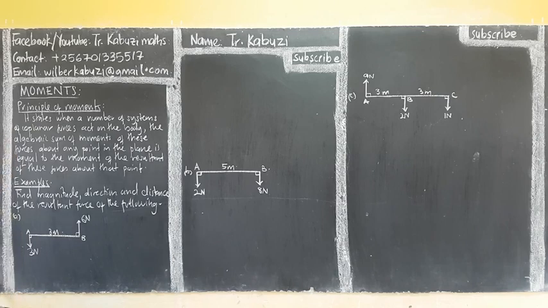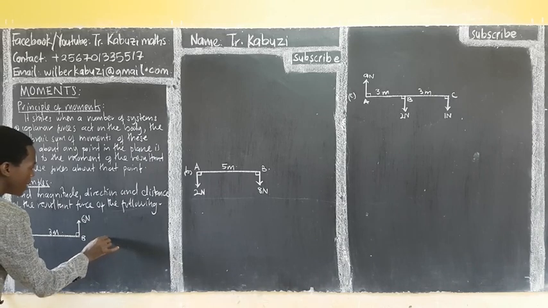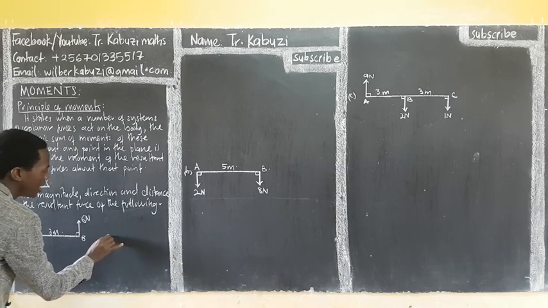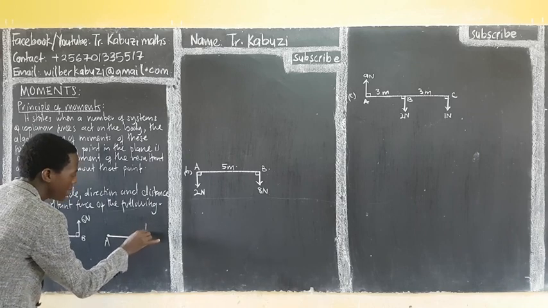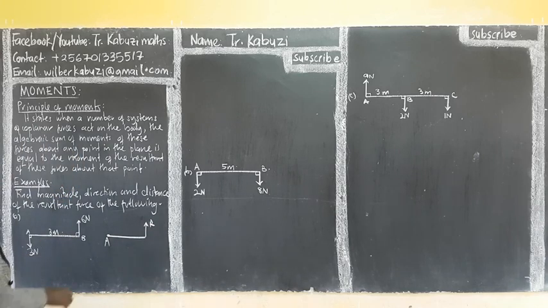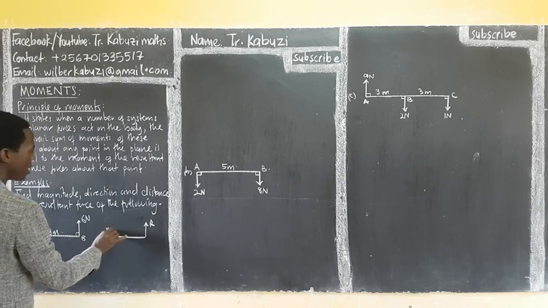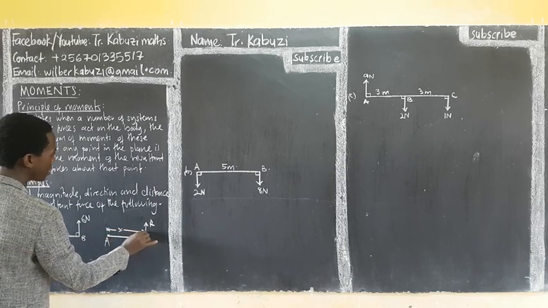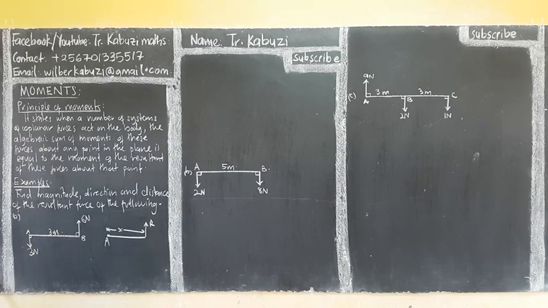So in that order, first of all, we are going to take moments about A. If I assume this is my point A, it means that I'm going to have my resultant going up, acting in this direction, for a distance, which I don't know, that I'm going to call X from there. And my resultant is now 6 minus 3, which will be 3.